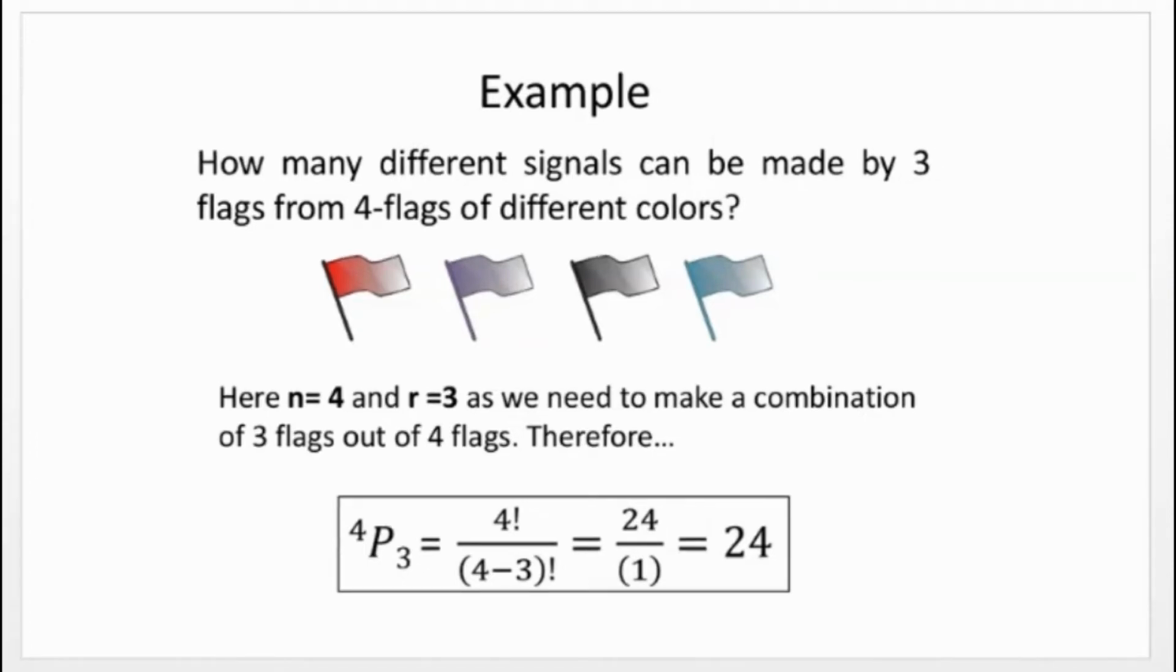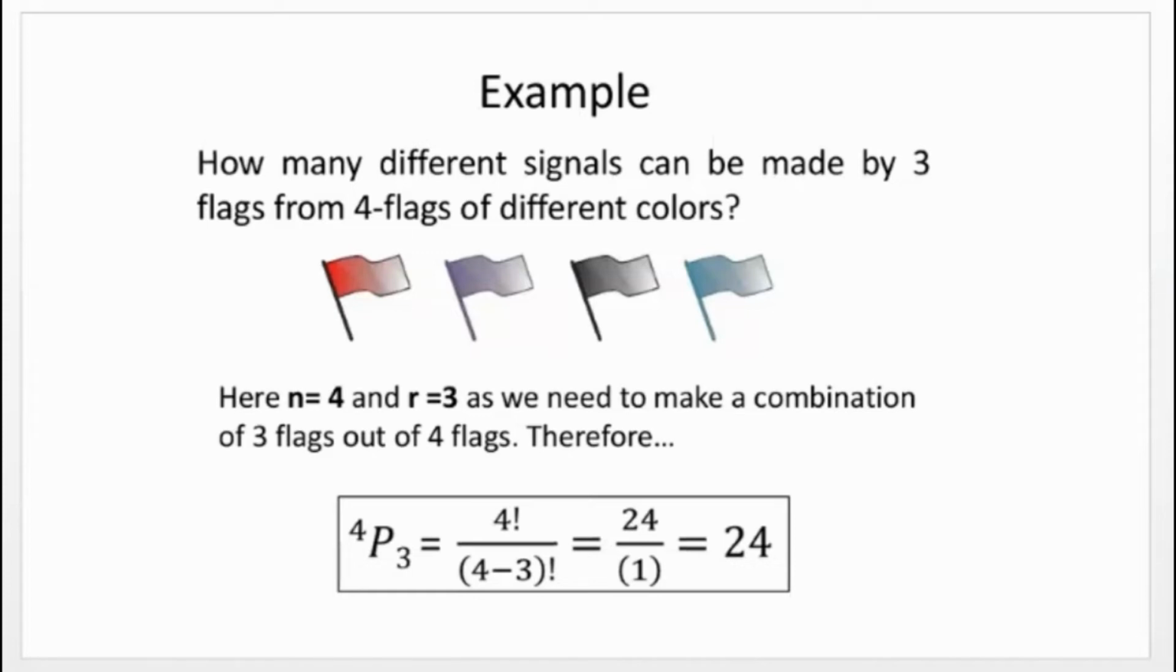We have 4 different flags, right? Using these 4 different flags, at a time, you can choose 3 different flags only. You have 4 different flags. At a time, you can choose 3 different flags. So, choose 3 flags. How many different signals can you produce?